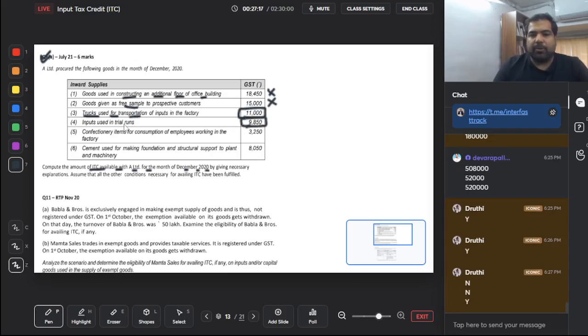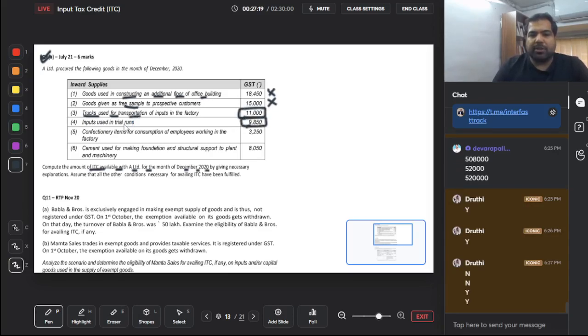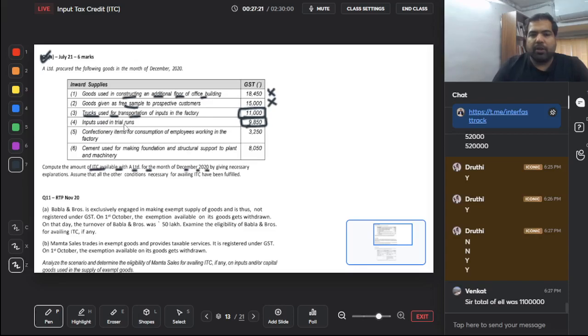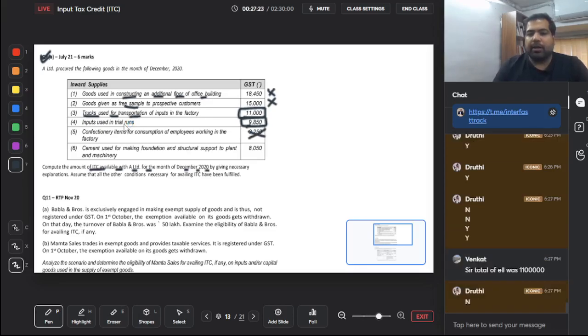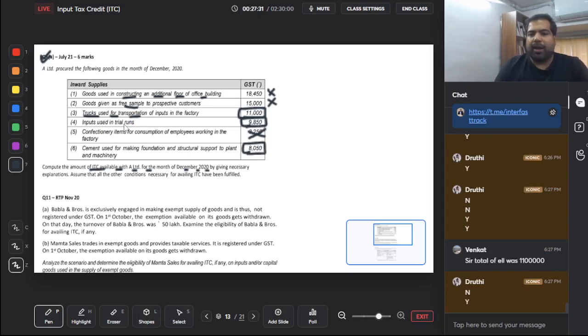Yes, this is available. Confectionery items for consumption of employees working in the factory. No, this is not available. Confectionery items are food items, guys. Cement used for making foundation to plant and machinery. Yes, this is available. So 3 available, guys. You will add up 11,9 is about 29,000 around.